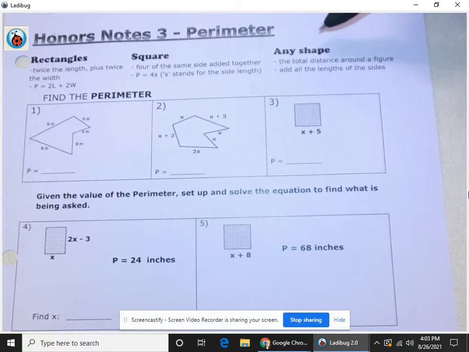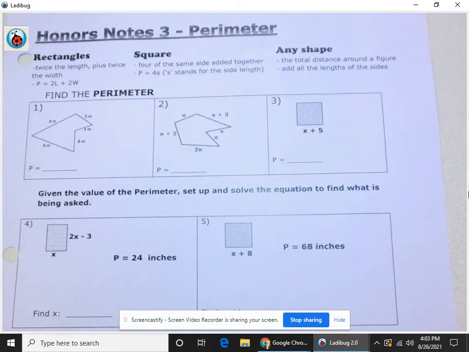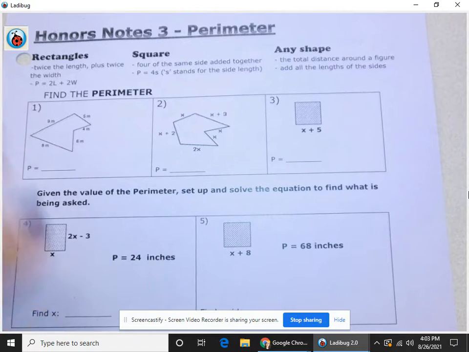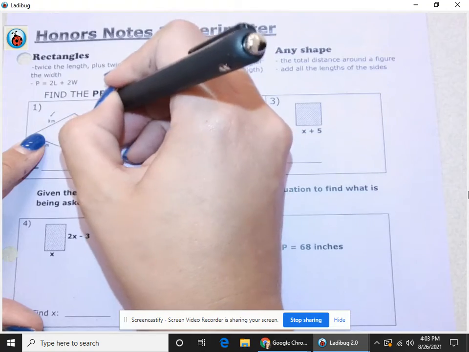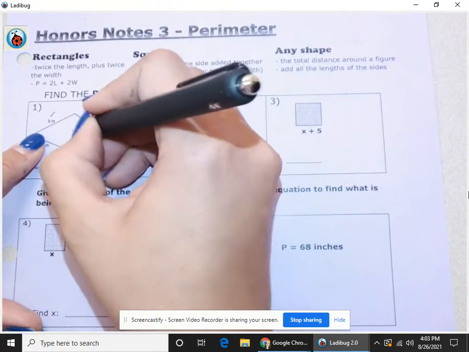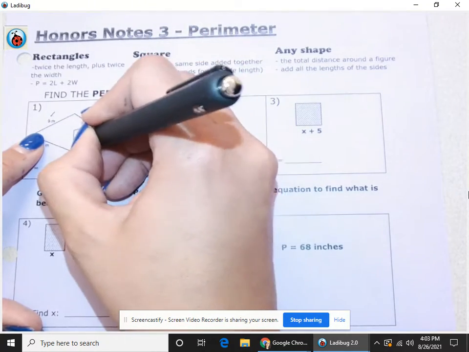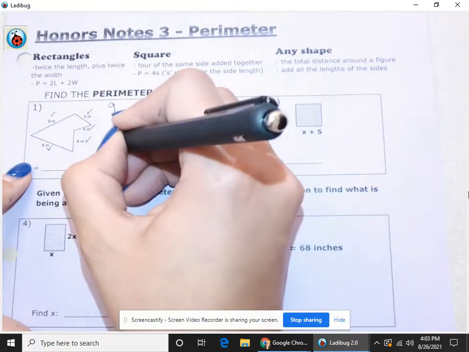Then when we have any shape, it's just the total distance around the figure. So we add all the lengths of the sides. So when I'm looking at number 1, finding the perimeter, the easiest thing for me to do is to just go and say, okay, well, I've got 9 plus 5 plus 4 plus 6 plus 8.